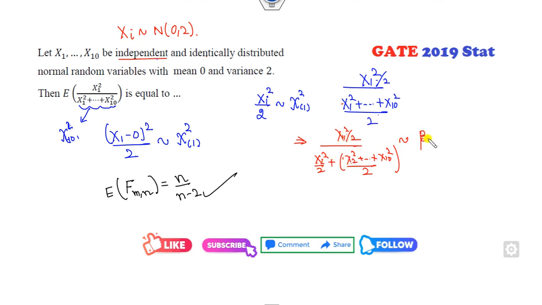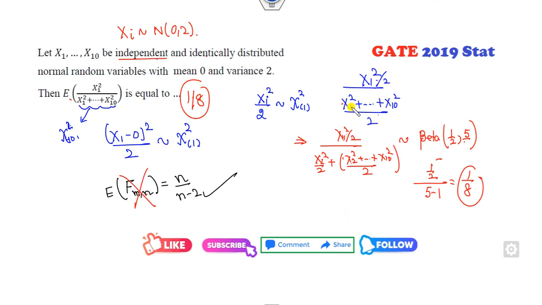So I can say this is a beta distribution with parameters half comma 10 by 2, which is 5. Once you know it's a beta distribution, we can find the mean of this. The mean will be half over 5 minus 1, that means 1 over 8. Yes, 1 over 8 will be the right answer, because it's not an F distribution, because both are the same x1.